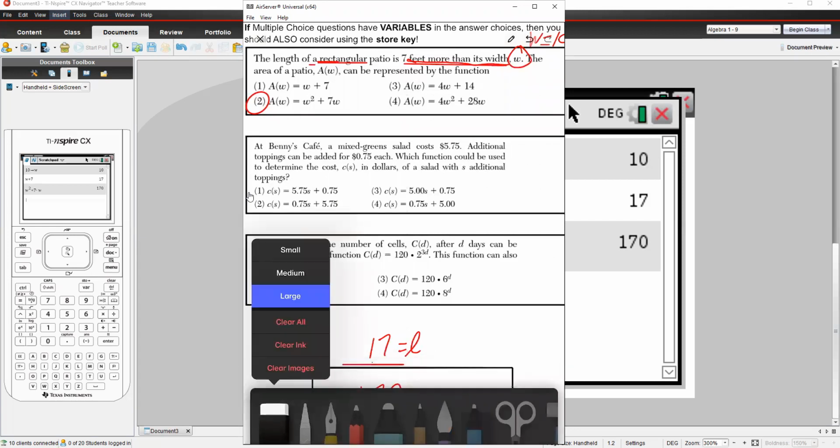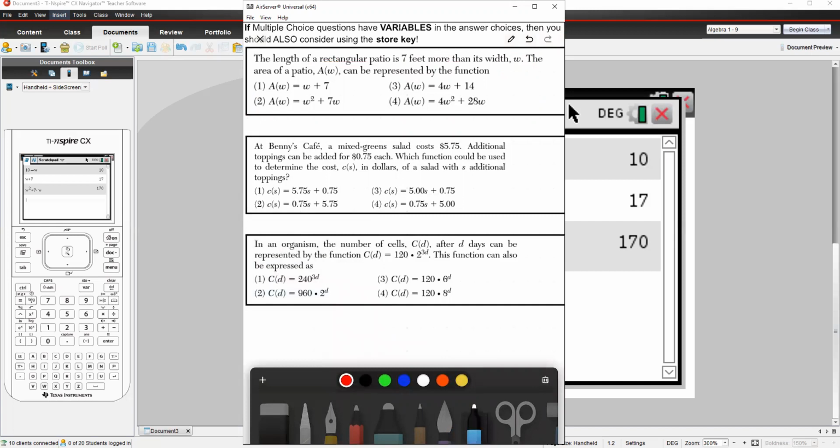Now, let me get rid of all of this. We don't know how many toppings there are, so we don't know what the actual cost is. But let's just store a number for S. Let's say that we have 2 toppings. If they cost 75 cents each, that would be 2 times 75, and that would be $1.50.